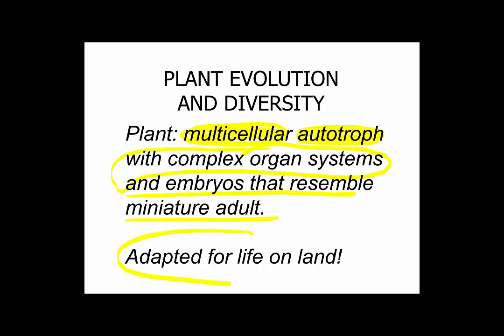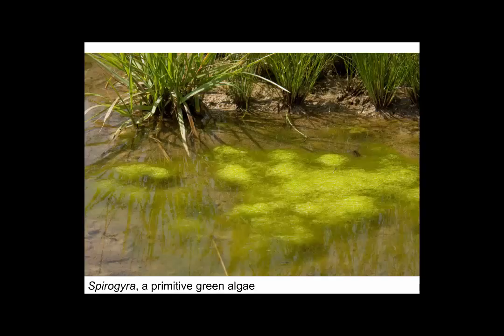But plants are a clade, a group of organisms with a common ancestor, and also including the common ancestor, that are adapted for life on land. Plants are definitely terrestrial, and there's a lot of evidence that they evolved from algae.